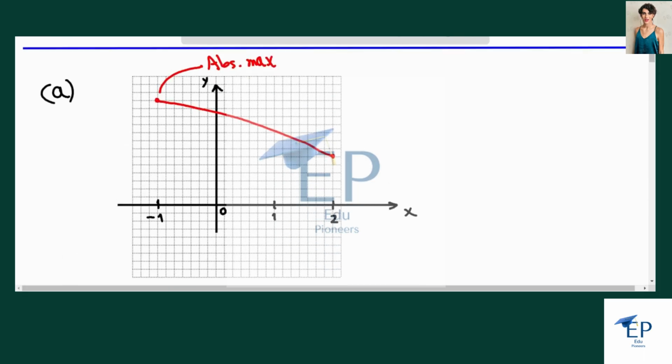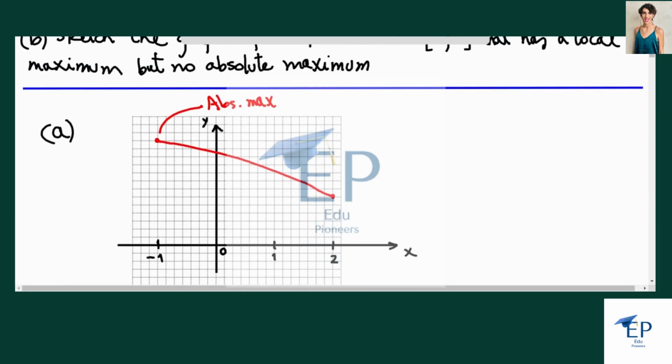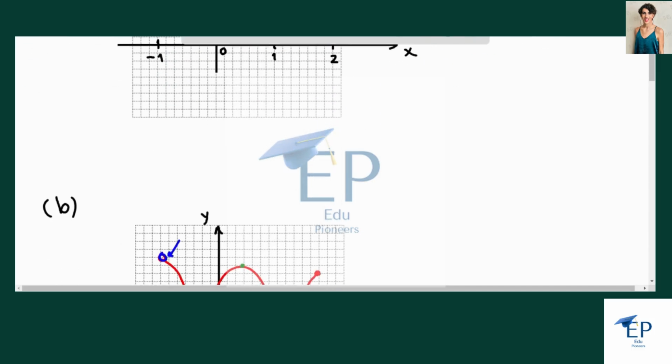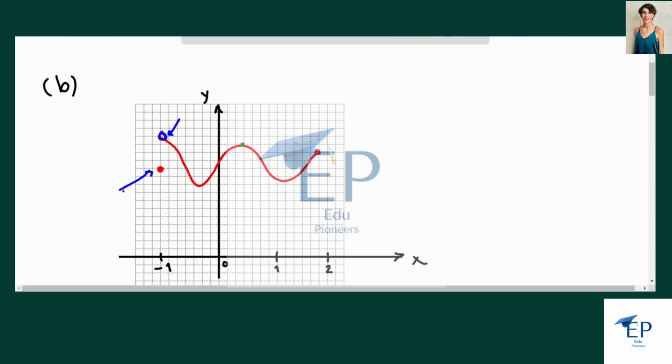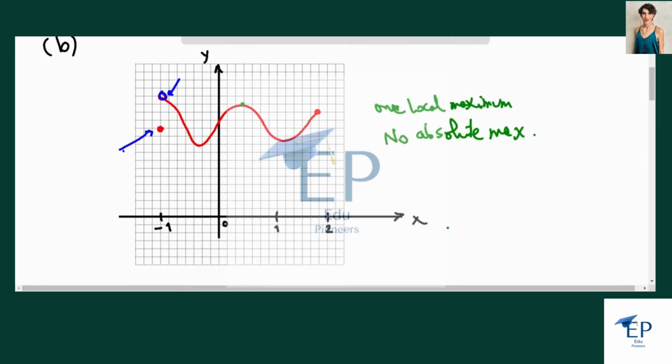So we have here a function with an absolute maximum but no local maximum. And in part B, a function with one local maximum and no absolute maximum. And that's a solution to the given problem.